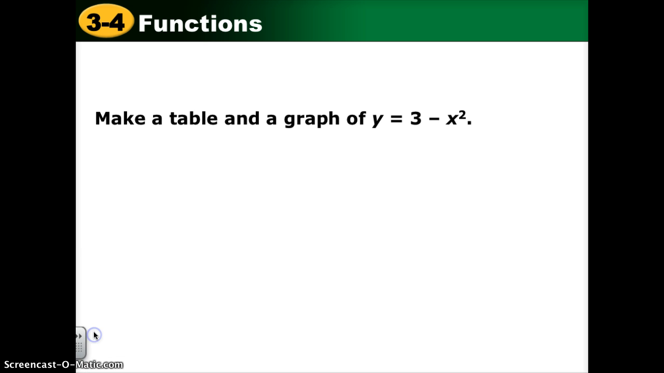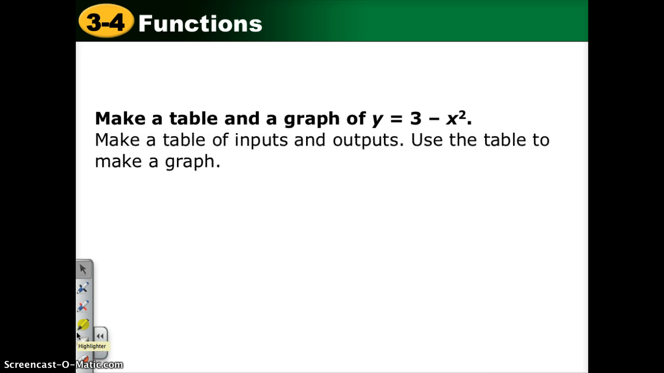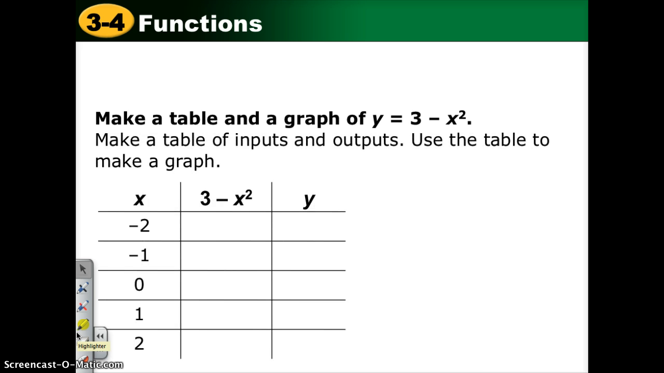Let's try a little more challenging table. Make a table and graph of y equals 3 minus x squared. So we'll put our numbers in. Now we're starting at -2. We'll make our fourth column of x, y.